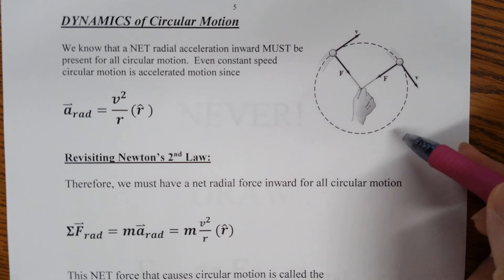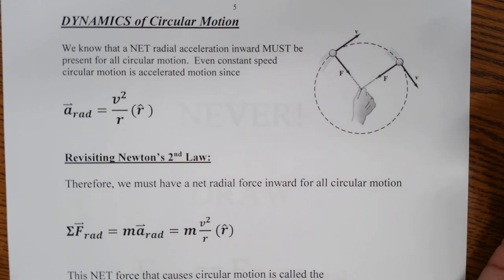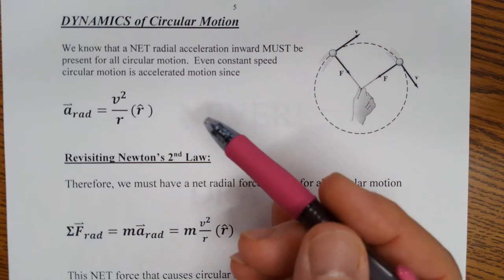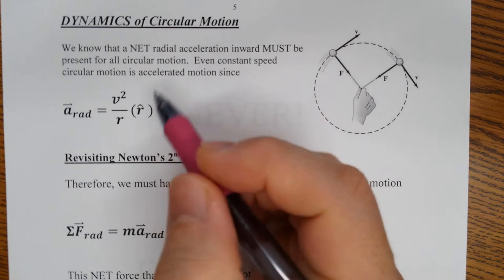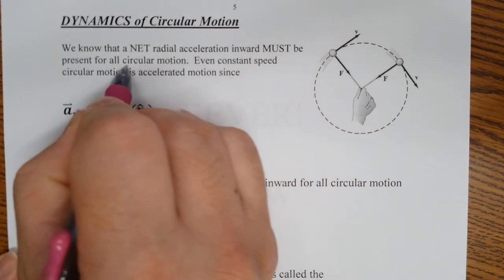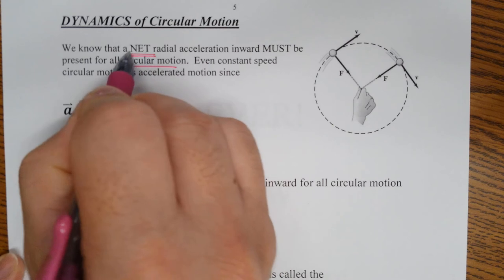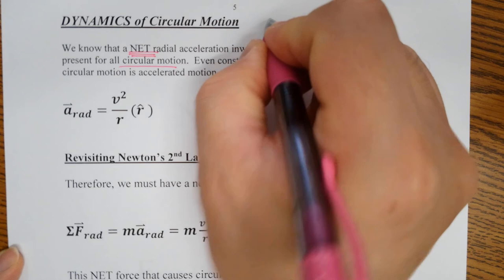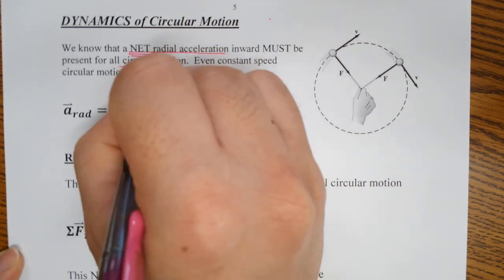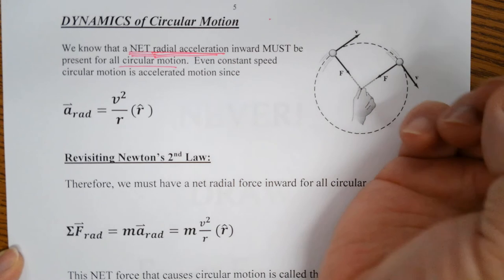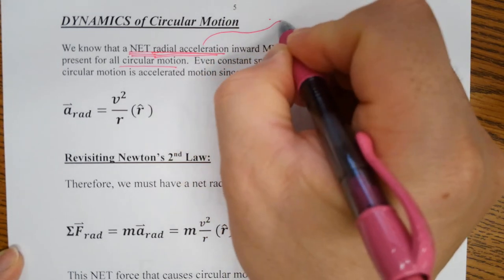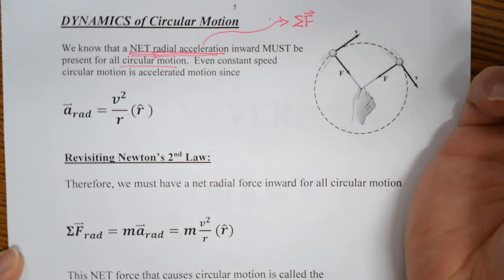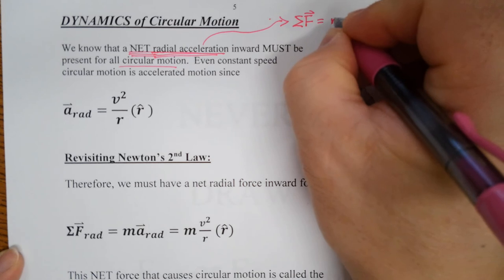When mass is accelerated, we're going to have force, F equals ma, right? So we know that a net radial acceleration inward must be present for all circular motion, and that's very important. This net radial acceleration must cause a net force. And remember what that net force was. Net force was ma, remember that?